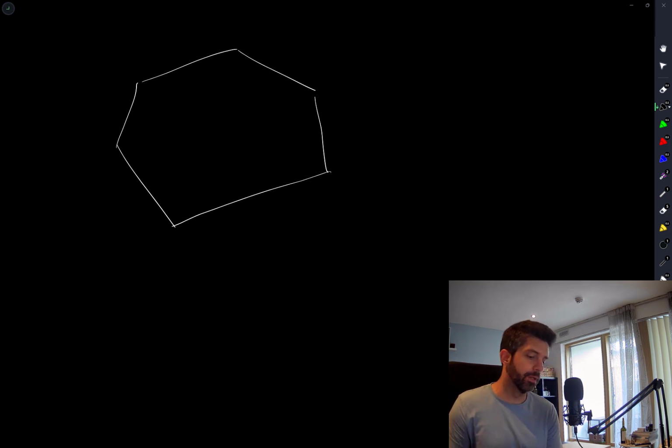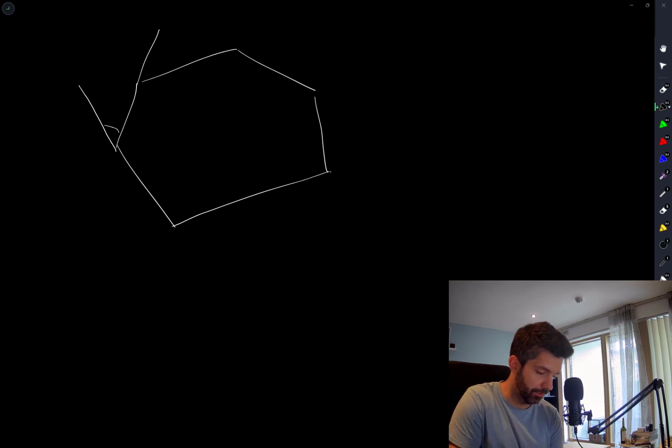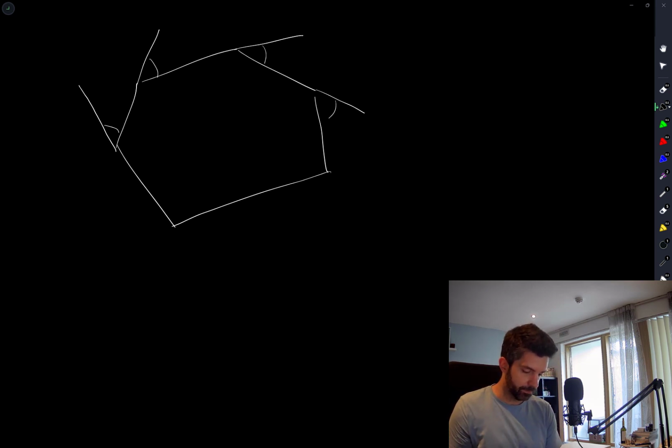I'm drawing a hexagon, but the method that I'll use here will be the same. The idea here is these angles all add up to 360. So the sum of theta i, as i goes from 1 up to 10, has to equal 2 pi.